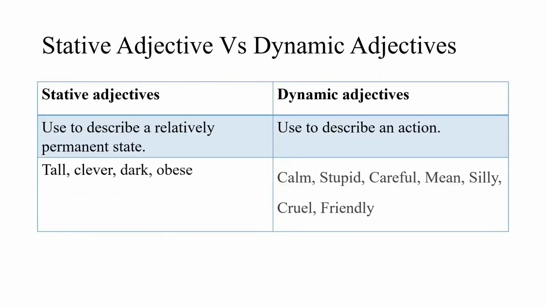Next, we are going to discuss stative adjectives and dynamic adjectives. Stative adjectives are used to describe relatively permanent status. We use dynamic adjectives to describe actions. Now look at the examples: tall, clever, dark, obese. These are stative adjectives. What are the examples of dynamic adjectives? Calm, stupid, careful, mean, silly. These are dynamic adjectives. We can use stative adjectives in sentences. We can say, she is tall, he is clever, it's dark, likewise.